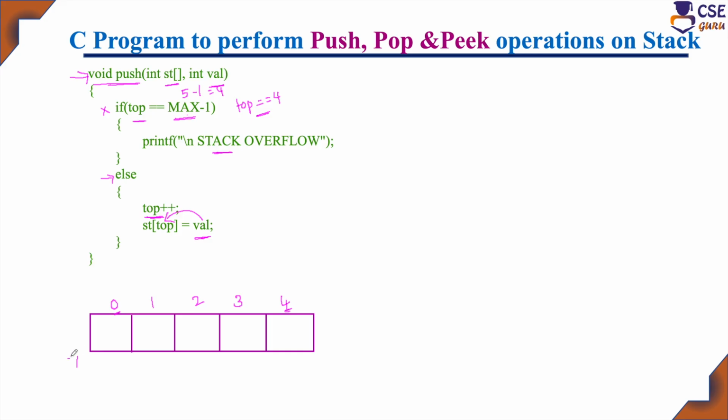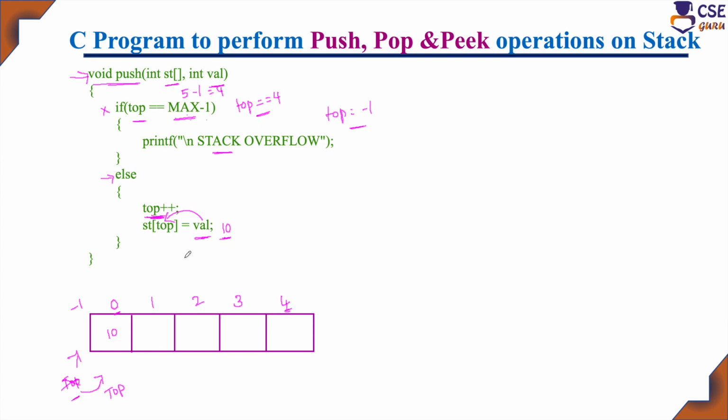Starting location is 0, last location is 4. Now if top is pointing to minus 1, it means there is no element in the stack. Initially we have declared top as minus 1, meaning the stack is empty. So now if I want to push an element into the stack, element value is 10. It will check whether top is equal to max minus 1. Top is minus 1, which is not equal to max minus 1. So increment the top position by 1. Now top will point here and the element will be placed here. Increment the top position, place the element.